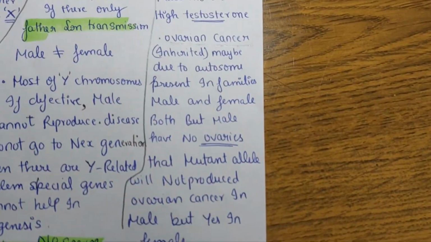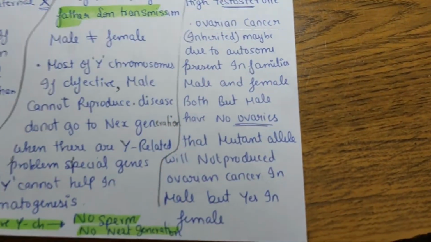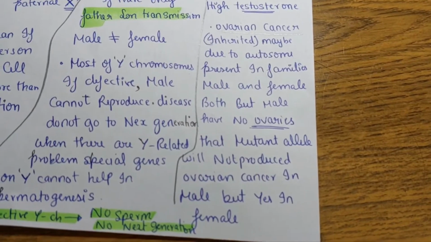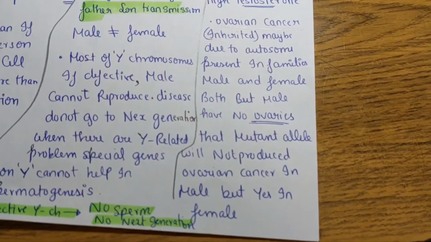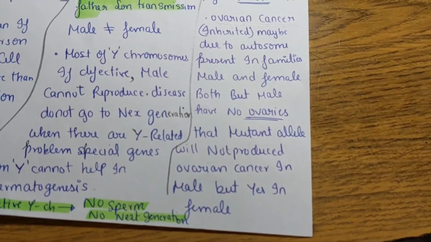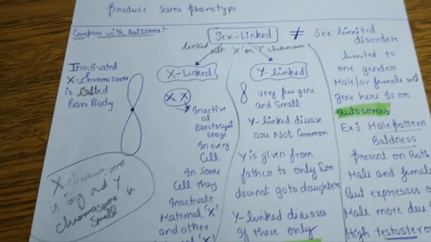Another example is ovarian cancer. It may be inherited through autosomes present in both males and females, but males don't have ovaries, and so the mutant allele cannot produce ovarian cancer in males, but of course it can produce ovarian cancer in females. Now we will discuss sex linked disorders.